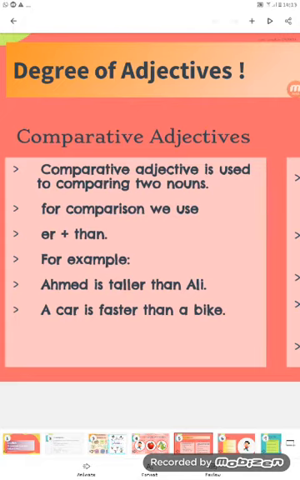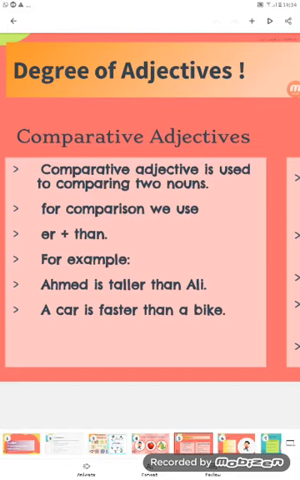Here tall is an adjective. We add er at the end of the adjective. Plus we also add than, because we are comparing here and we cannot compare two nouns without the help of than. That's why it's very important to use than when we are comparing two nouns. Ahmed is taller than Ali.